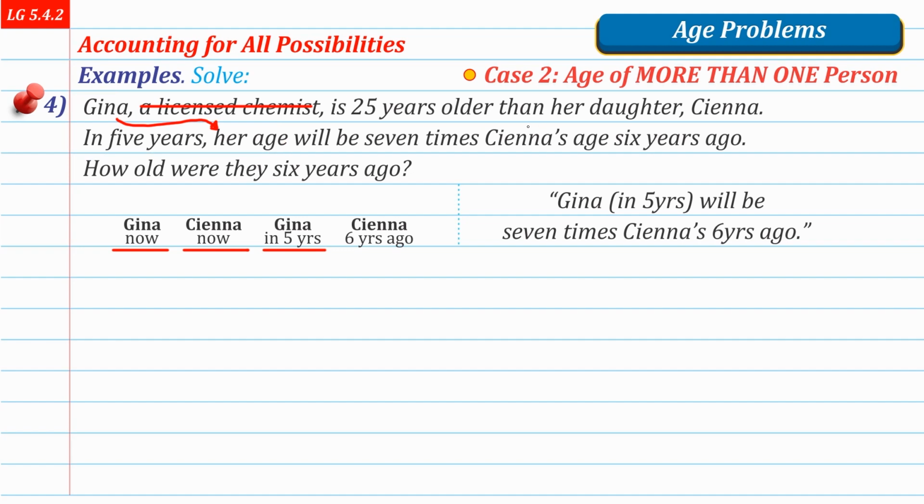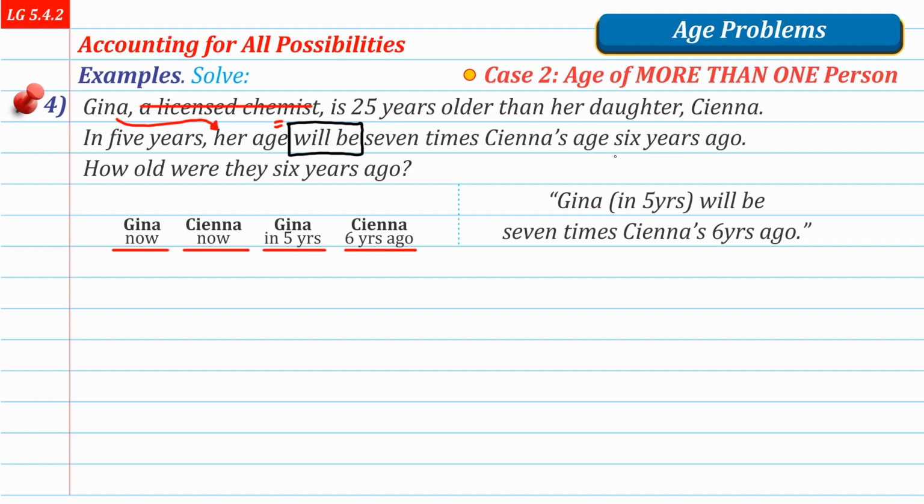Iko-compare mo siya sa Shena's age 6 years ago. Iko-compare mo yung Gina's age in 5 years. Ayan yun. Yan na naman yung will be. Anong gagawin natin pag will be? Ano yung ibig sabihin ng will be? Equal sign. Diba? Will be 7 times Shena's age 6 years ago.